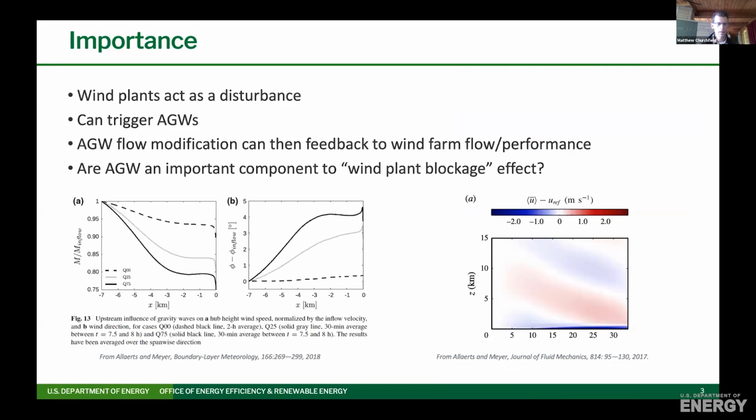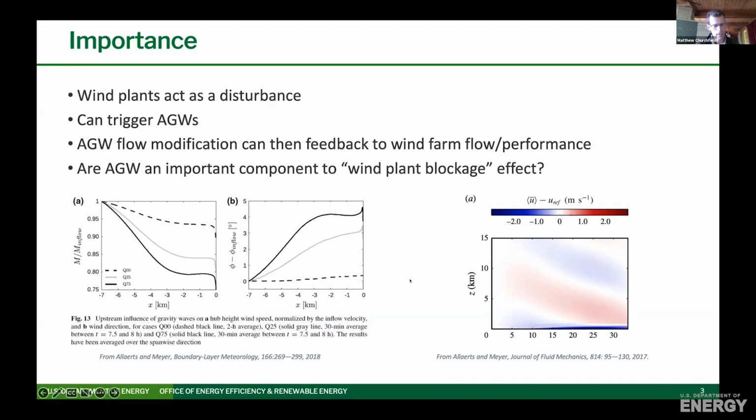Why are they important? Why are we spending time trying to understand how to include them in our simulations? Well, we think that wind plants can act as a disturbance. They can then trigger atmospheric gravity waves. And then those gravity waves modify the flow and feed back to the wind farm and change the performance from what is predicted. They might be an important component of this idea of wind plant blockage.